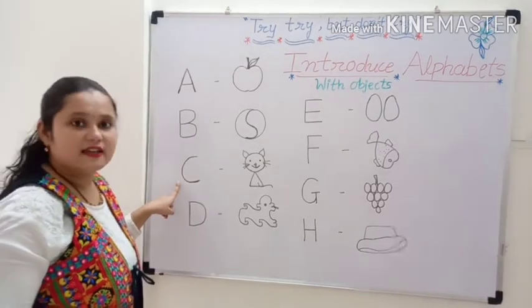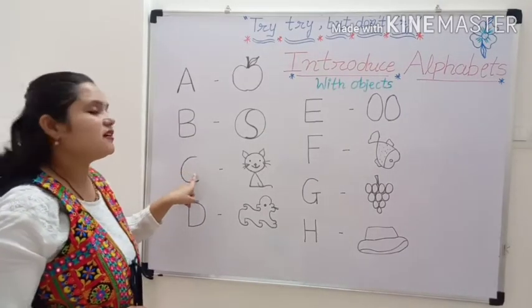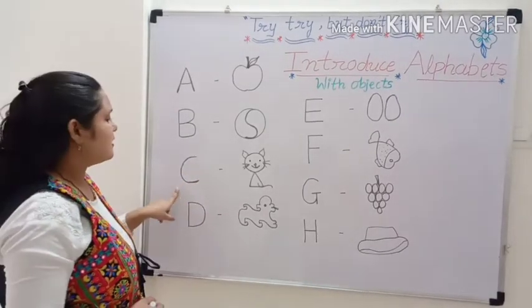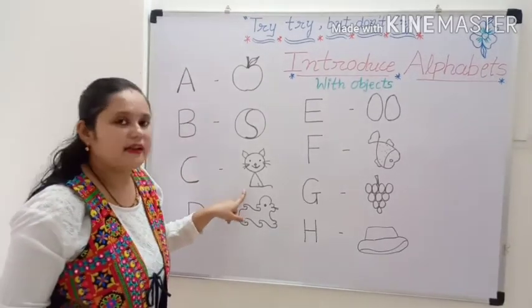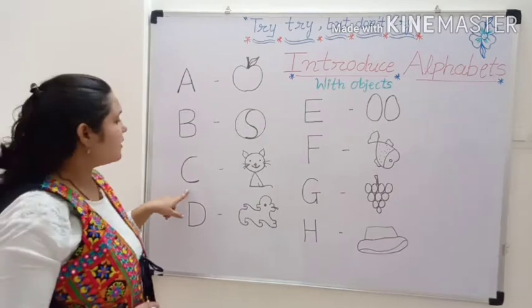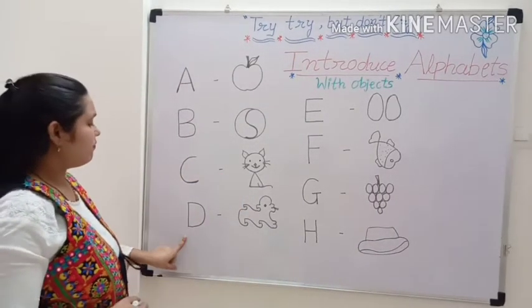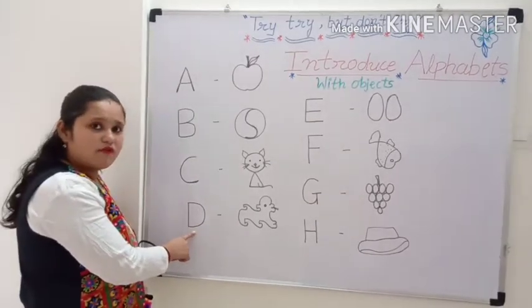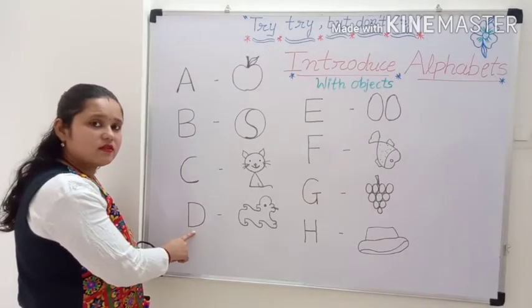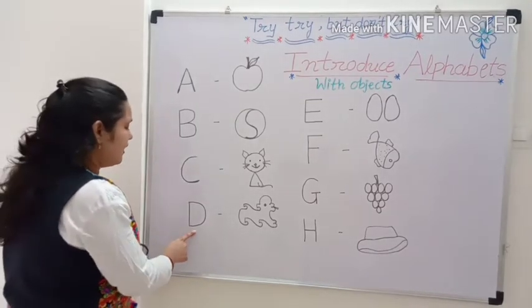This is letter C. This is capital letter C. C is for cat. Now next. Now, do you know which letter is this? No, you don't know. Let me tell you.